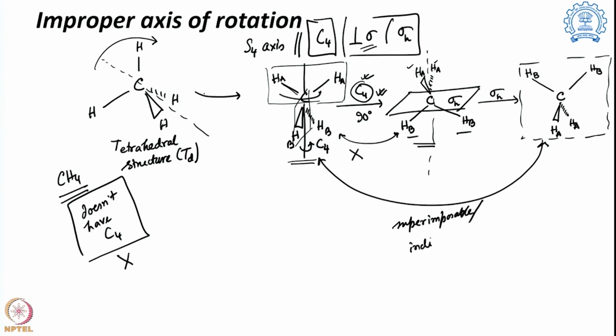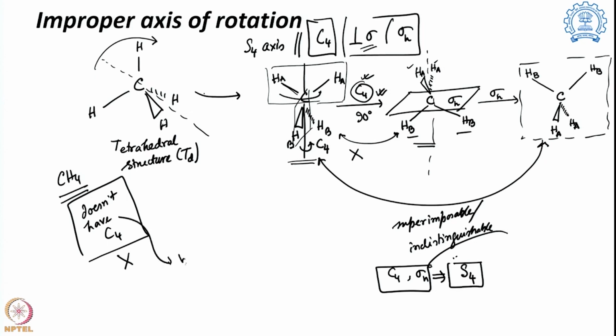And indistinguishable. And we can say yes, this molecule has a C4 and sigma h together. If I run this operation, that means I have an S4 axis of rotation. So, that means methane does not have a C4, but it contains an S4 axis.